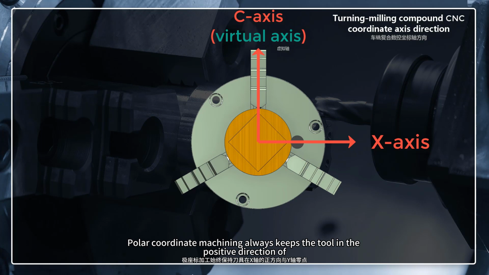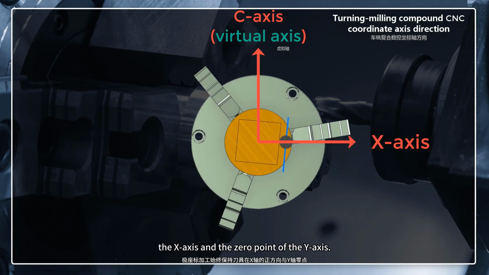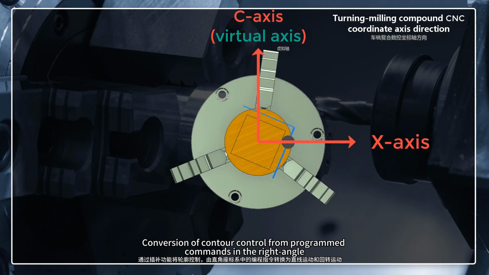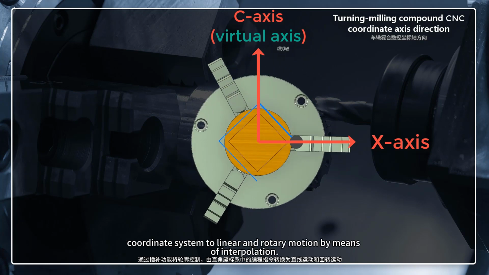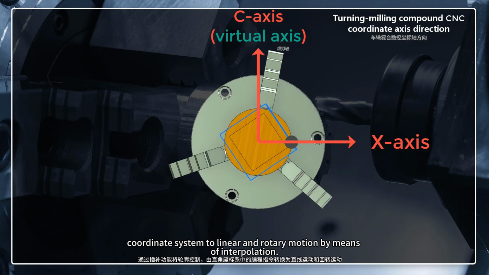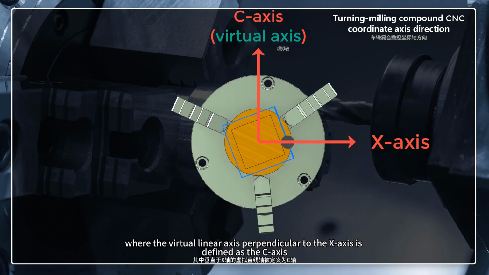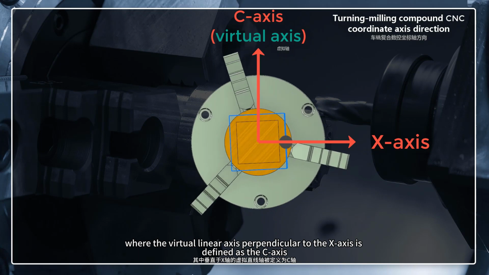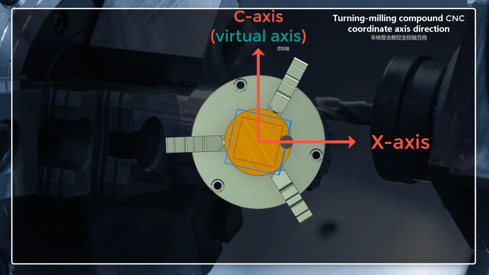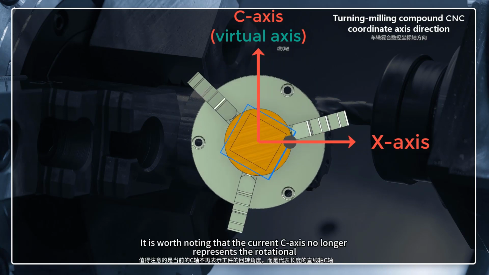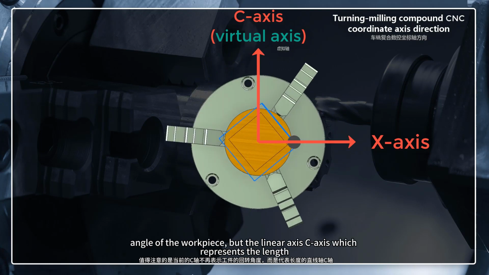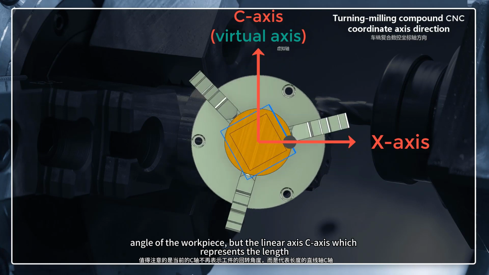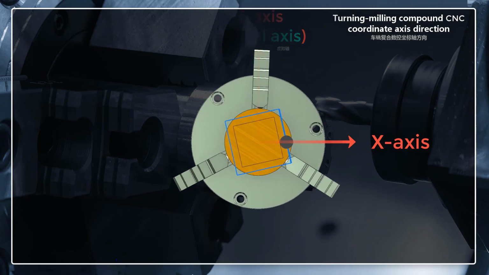Polar coordinate machining always keeps the tool in the positive direction of the X-axis and the 0 point of the Y-axis. Contour control is converted from programmed commands in the right-angle coordinate system to linear and rotary motion by means of interpolation, where the virtual linear axis perpendicular to the X-axis is defined as the C-axis. It is worth noting that the current C-axis no longer represents the rotational angle of the workpiece, but the linear axis C, which represents the length of the workpiece.